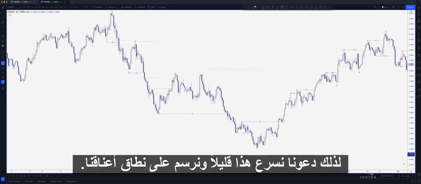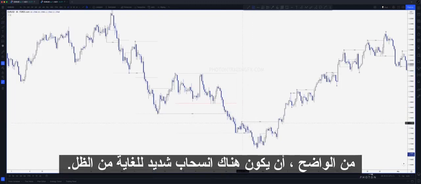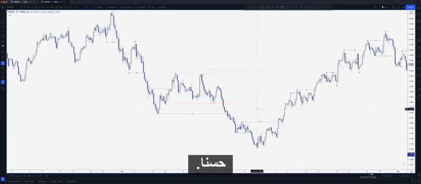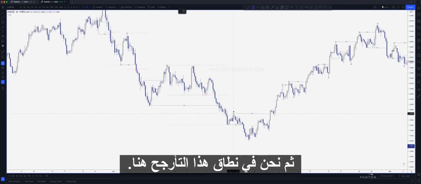So let's speed this up a little bit and draw on our next range. So that's swing highs all the way up here, all the way down to this low here for me. Obviously we get a very, very shallow pullback there. Some of you may not classify that as a swing pullback, that's okay. But again, just remember to be consistent. Then we are within this swing range here.